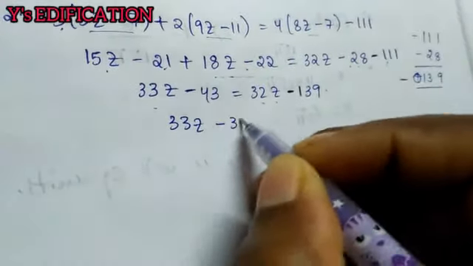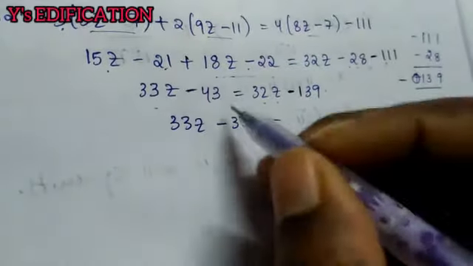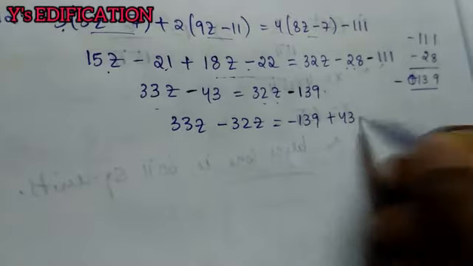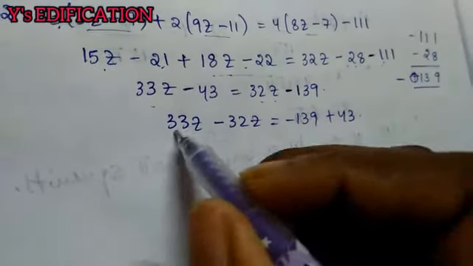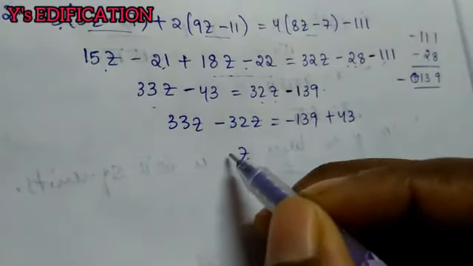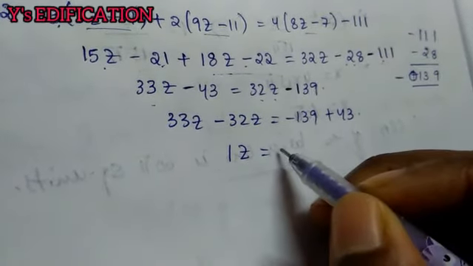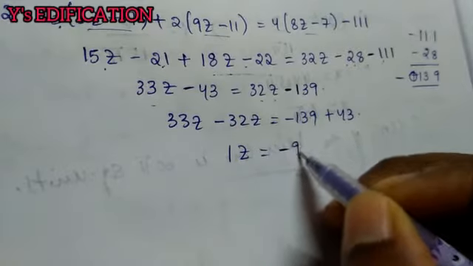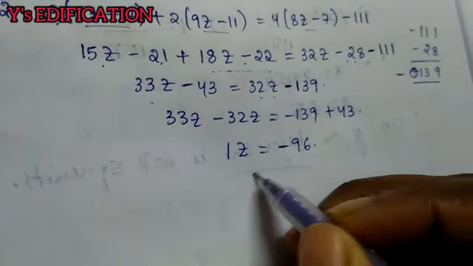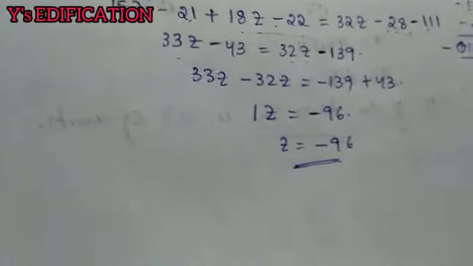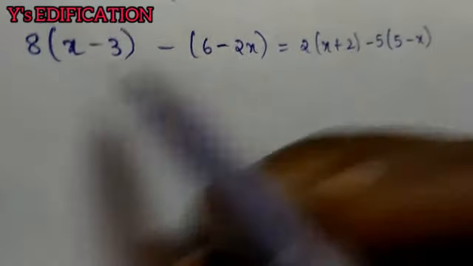33Z minus 32Z is equal to minus 139, and this will become plus 43. So what is 33 minus 32? Simply 1Z is equal to 139 minus 43. It will become minus 96. So what is the value of Z here? Minus 96. Okay, next one.